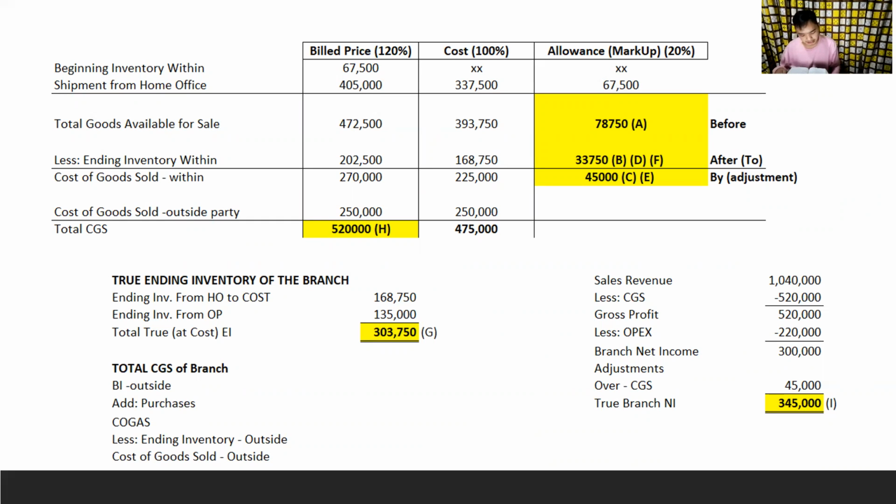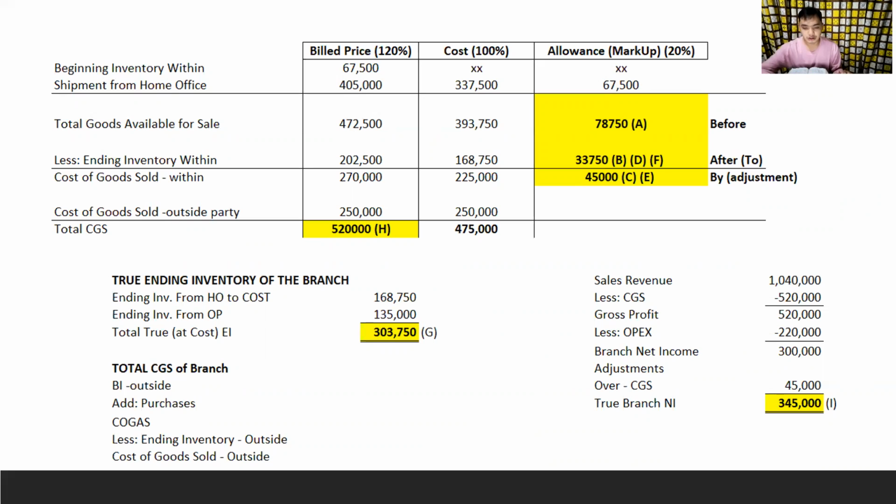Less ending inventory outside. Where do you get ending inventory outside? By the 40% of 337,500. So times 0.40, we get 135,000. So you will get 250,000. Okay, so the total cost of goods sold is 520,000. So that's the answer of letter H.